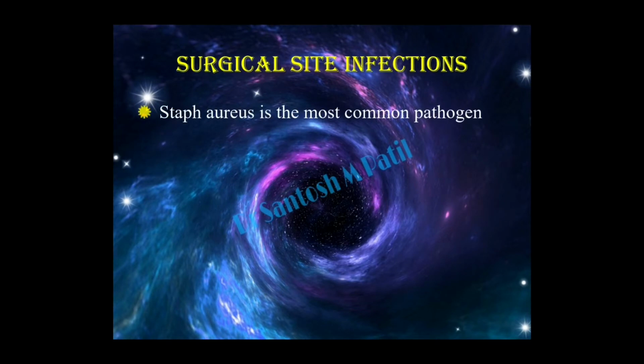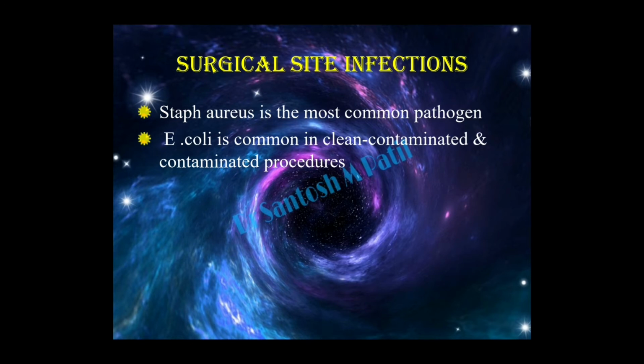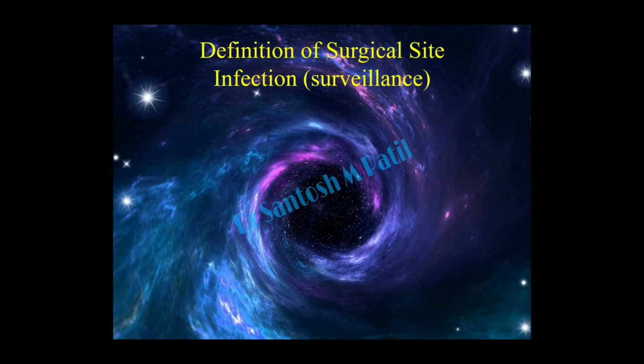So, what is the organism that causes surgical site infection? I am putting one slide purely because it is a multiple choice question. Staphylococcus aureus is the most common pathogen that causes surgical site infection. These are usually normal microbial commensals of the skin, so once an incision is made, the patient will get this type of infection. But if it is a clean contaminated or contaminated procedure where a viscus is opened, in such a case E. coli is the common organism. So there are two organisms that I have mentioned.